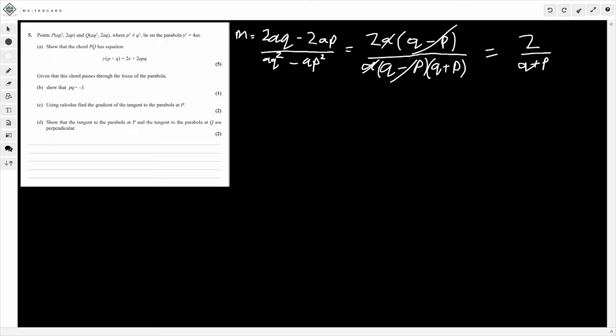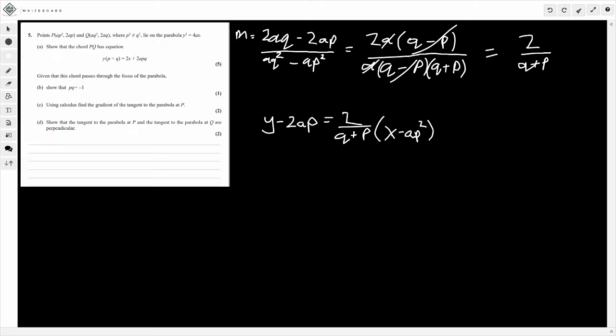So if we do that, I'm going to sub in here the point P. So I'm going to put y, subbing in this as my y coordinate for example, so it's going to be y minus 2ap is equal to m, so that's going to be 2 divided by q plus p. And then we're going to multiply this by x minus the x coordinate, so minus ap squared, so x minus ap squared.